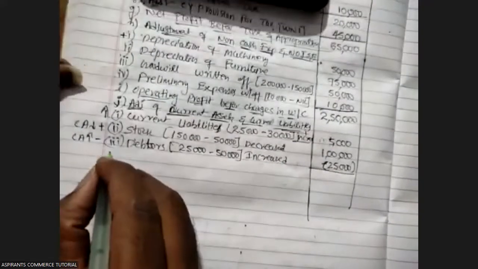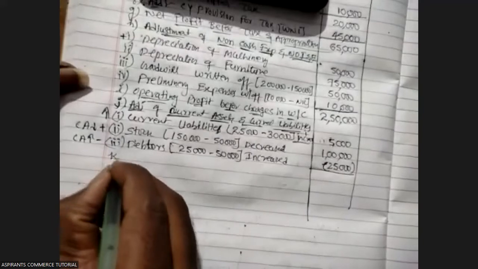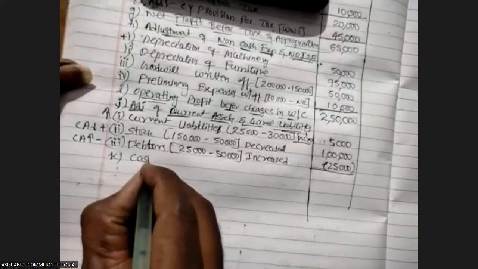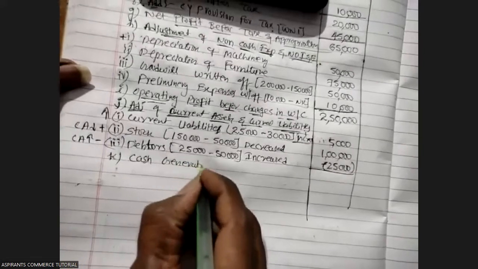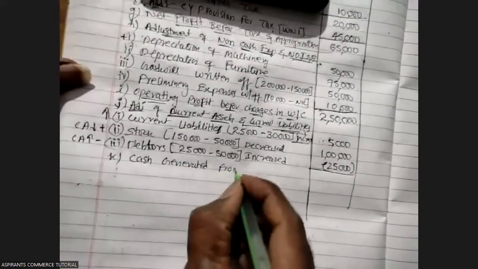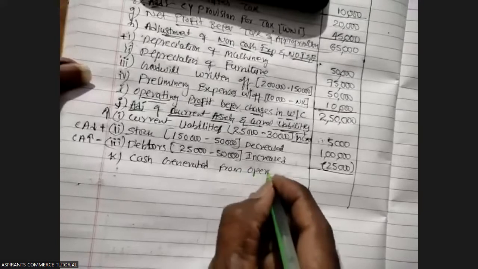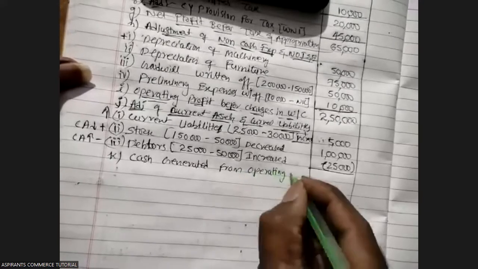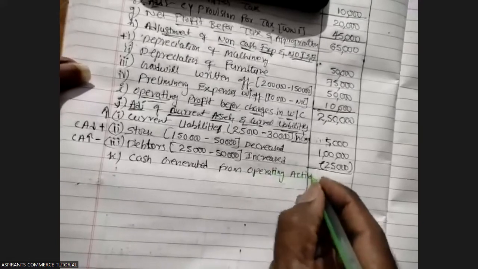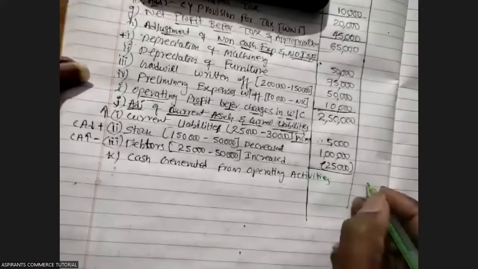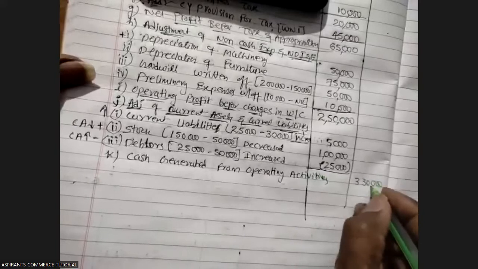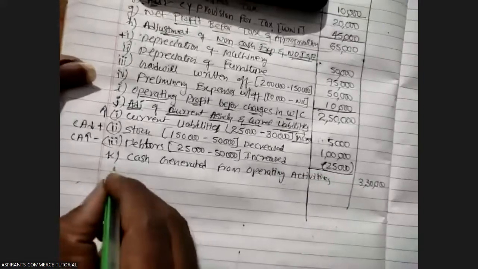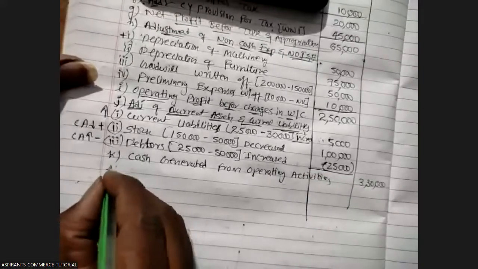So here after this, J K, cash generated from operating activities, 3,30,000, right? Cash generated from operations.